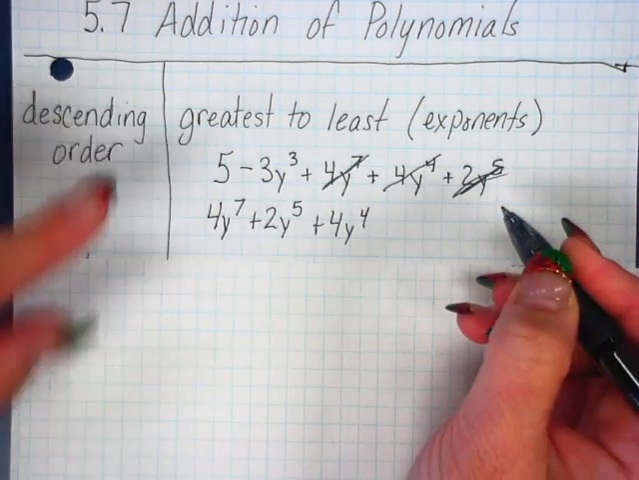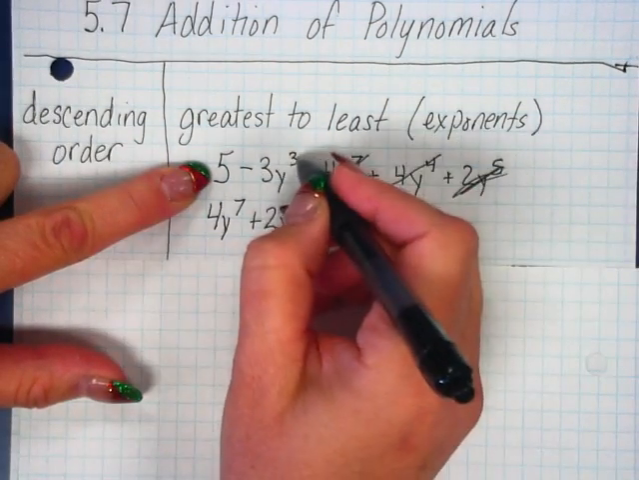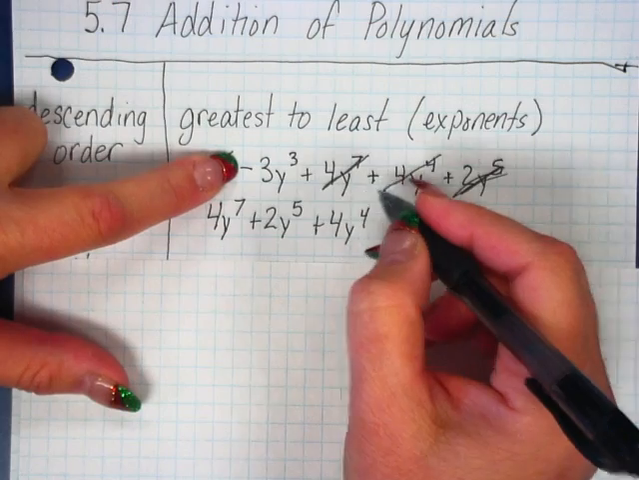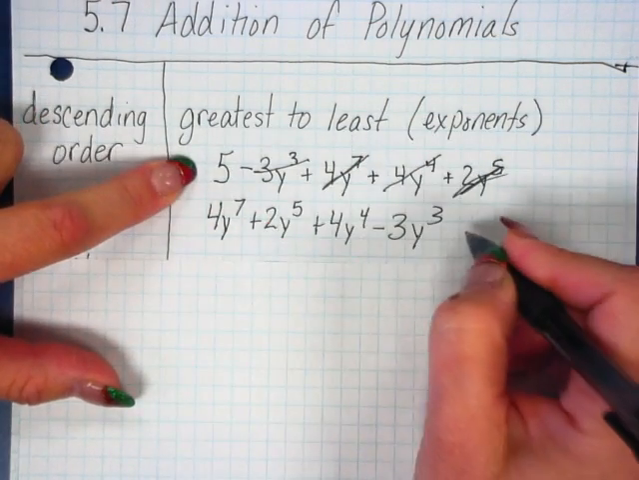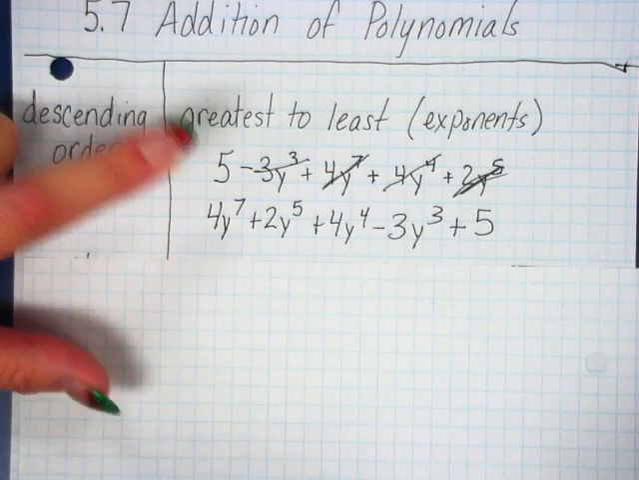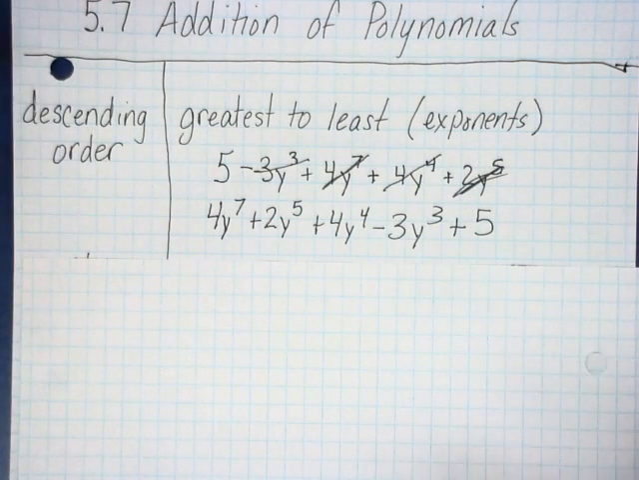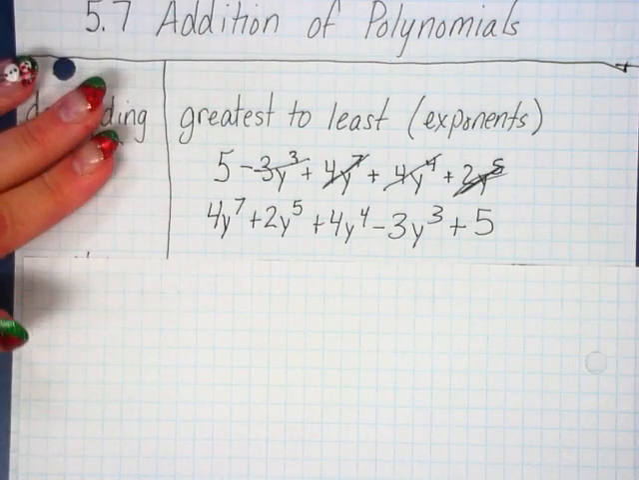Cross it off. We're left with these two down here, the y to the 3rd, which is minus 3y to the 3rd. And then this one has no exponent. So we're looking at just the 5. Most of the time we're going to write our answers in descending order. So we'll be doing that when we do the examples here in a moment. So just keep that in mind.